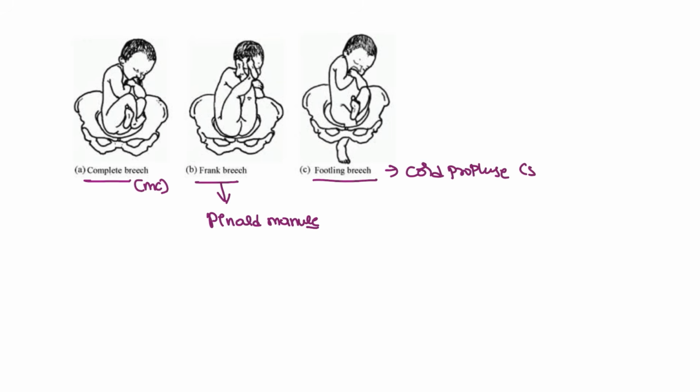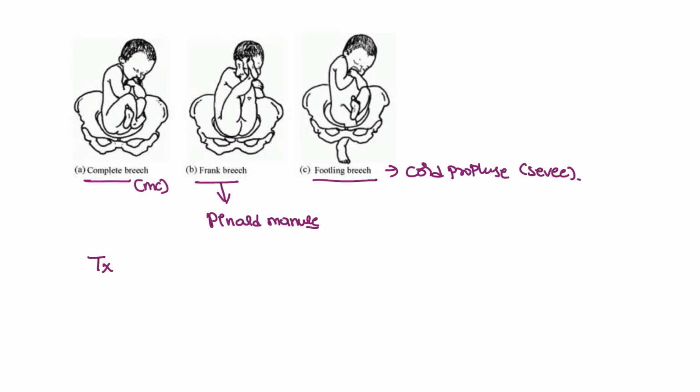Next, breech types. Here you can see this is the complete breech, this is the frank breech, and the footling breech. One of the most important points is which of the following is the most common. The most common is the complete breech only. For patients having the frank breech, the maneuver we perform is Pinard's maneuver for the delivery. And the footling breech will be associated with cord prolapse. This patient will have cord prolapse, a very severe condition.